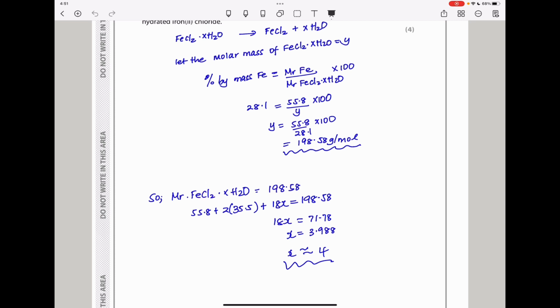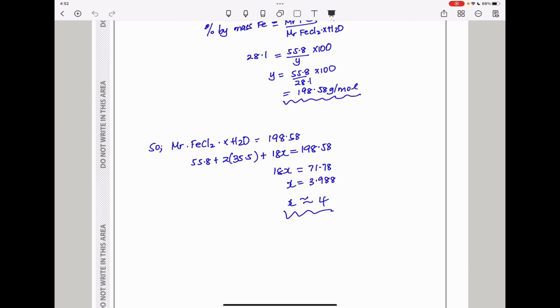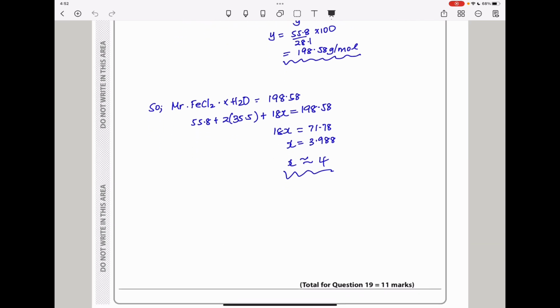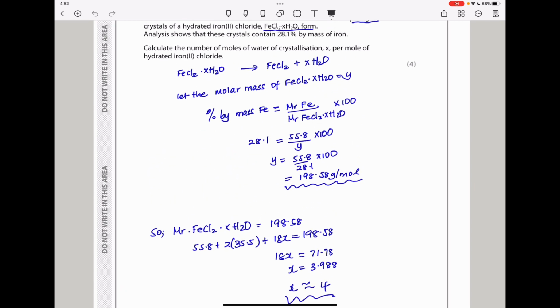So I said the molar mass of this whole thing should equal 198.58. Since iron is 55.8, 2 chlorines are each 35.5, and the water is 18x, when I subtracted from this one, I got 18x is equal to 71.78, and x is equal to 3.988. However, this should be a whole number, so rounding it up, it becomes 4. Therefore, the value of x should be 4. So that is the end of question 19. Let's continue to question 20.